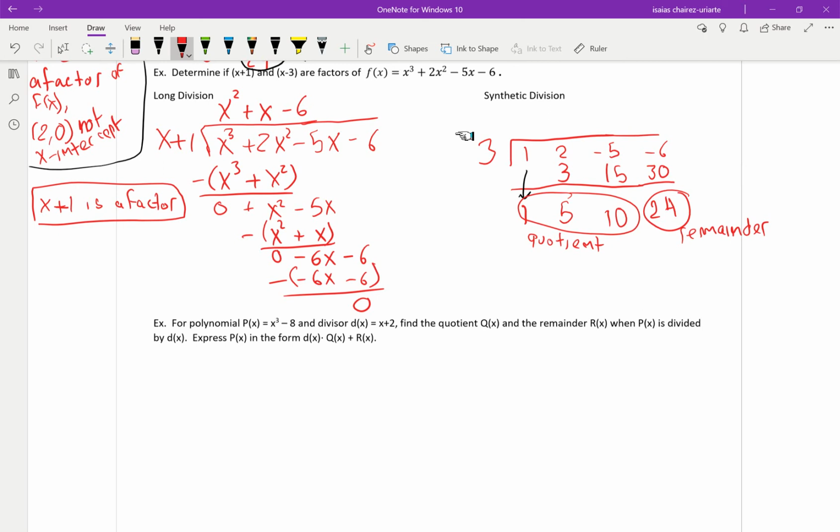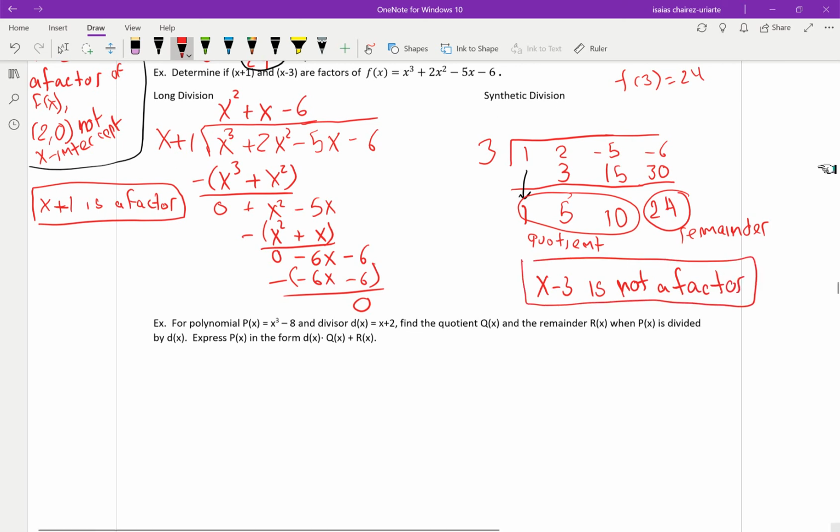Another way to think about it is that f of 3 is equal to 24. If I was to replace 3 everywhere in this polynomial, I should get 24. So what we can conclude is that x minus 3 is not a factor. Why isn't it a factor? Because our remainder is non-zero. Okay, so hopefully we agree on these answers, and hopefully you got a chance to practice a little bit with long division and synthetic division. Let's move on to the next example.